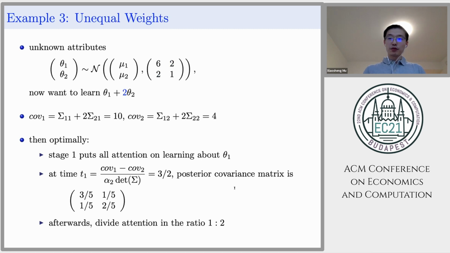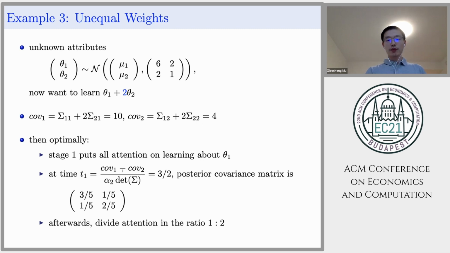For a third example, we make it a little more complicated by making attribute 2 a little more important in the payoff relevant state. So now attribute 2 is weighted twice as important as attribute 1. In this case, we can compute covariance 1 and covariance 2, these prior covariances. It is still true that attribute 1 has a higher prior covariance. And so stage 1 puts all the attention on learning about attribute 1.